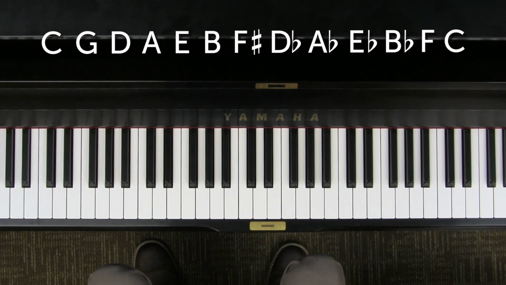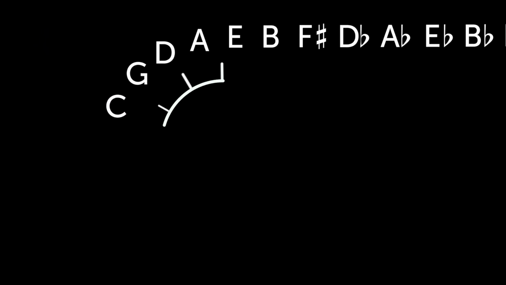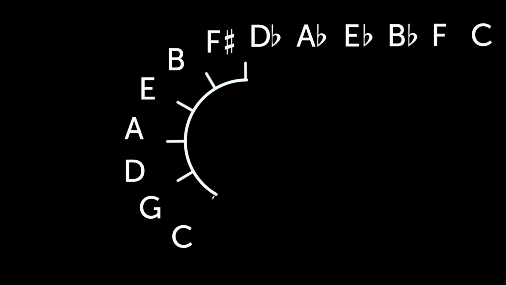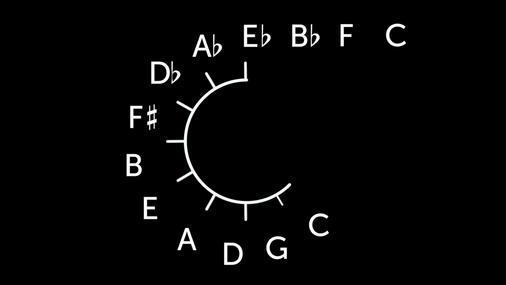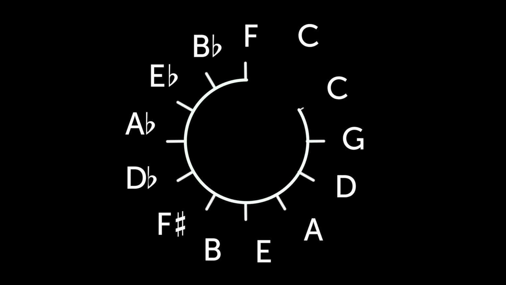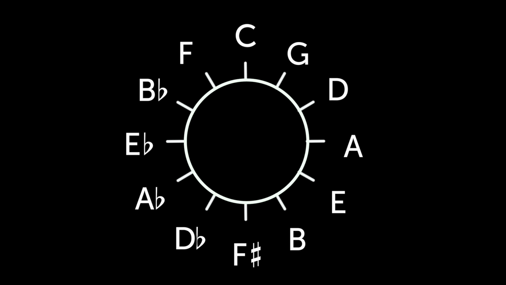Now, this is why it's called the circle of fifths. You can see that if we start with C and go up a fifth and a fifth and a fifth, we go a circle through every possible key, all 12 keys, and eventually we arrive back at C. Pretty cool, huh? That's the circle of fifths.